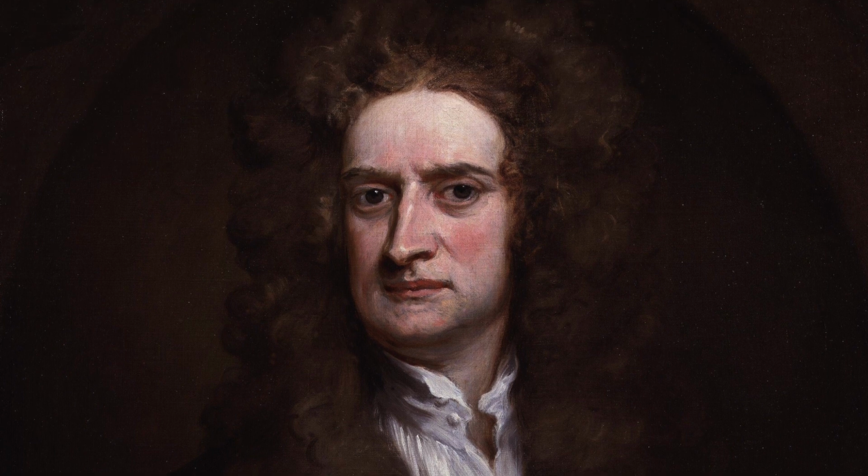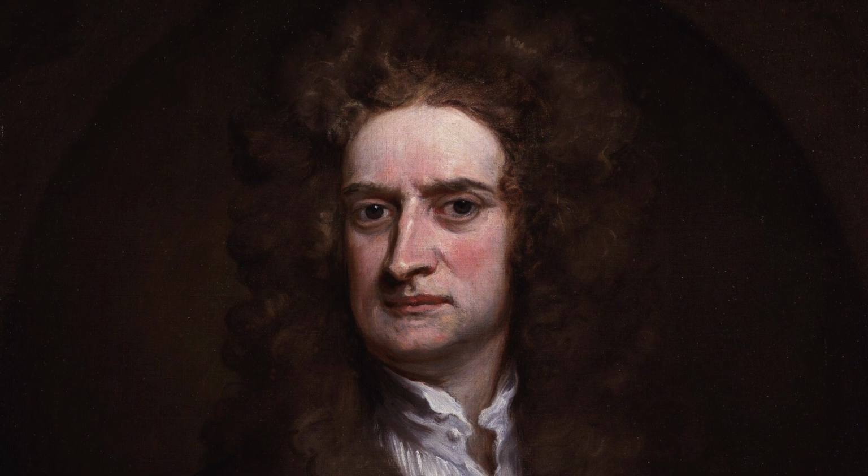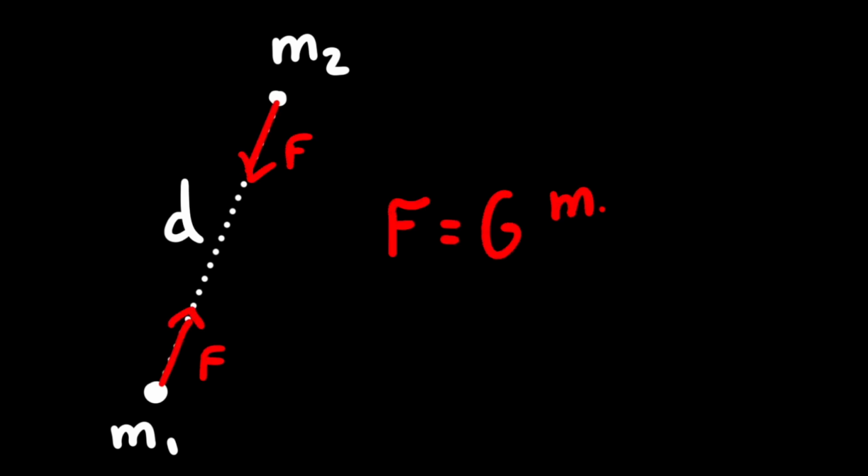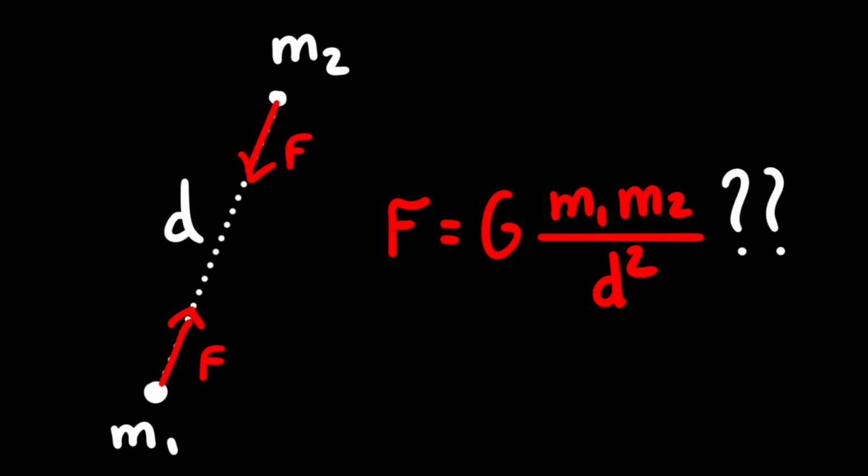In the late 1600s, Newton made a great buzz with his law of universal gravitation, which is the following. Any two objects of mass m1 and m2, separated by a distance d, attract each other with a force F given by this expression: G, the constant of universal gravitation, times the product of the two masses, divided by d squared. That's one of the most important laws of physics, but where does it come from?